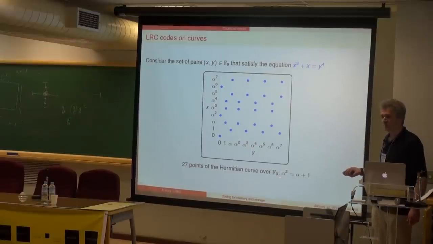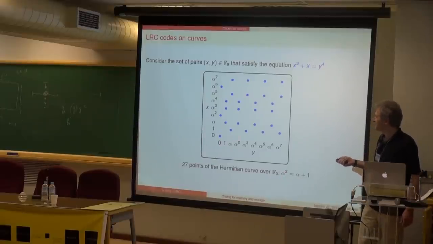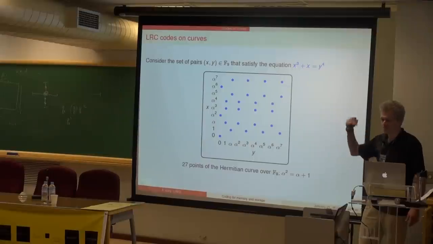Here alpha is a primitive element in F9, alpha squared equals alpha plus 1. Over most points of x, we see 4 points. Over every point of y, we see 3 points. And then there are some points over which we see nothing. The word for it is that they are called totally ramified. So over them, there is nothing in the extension.